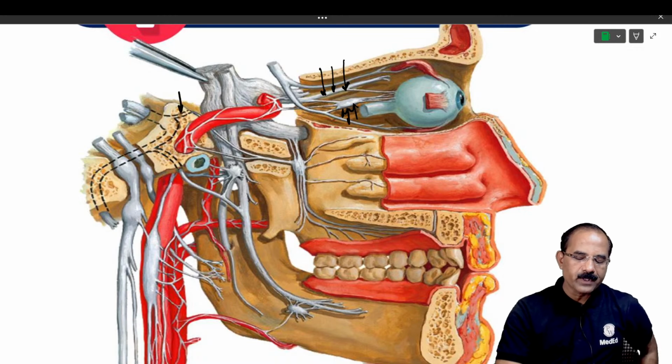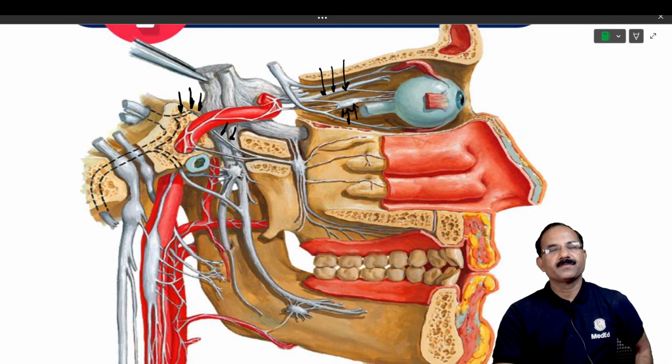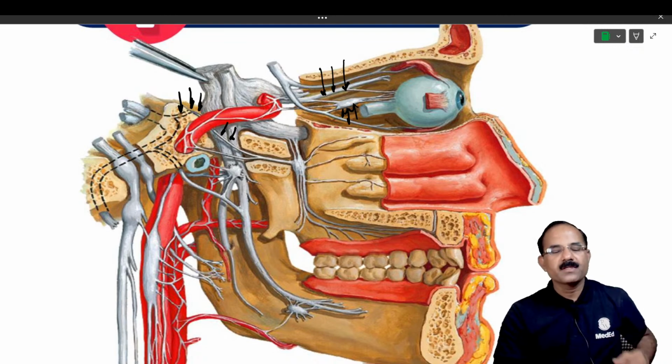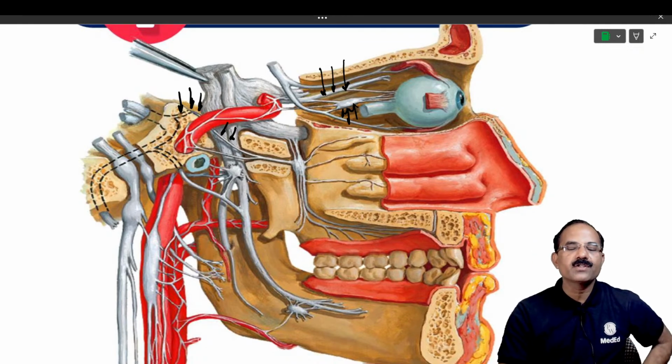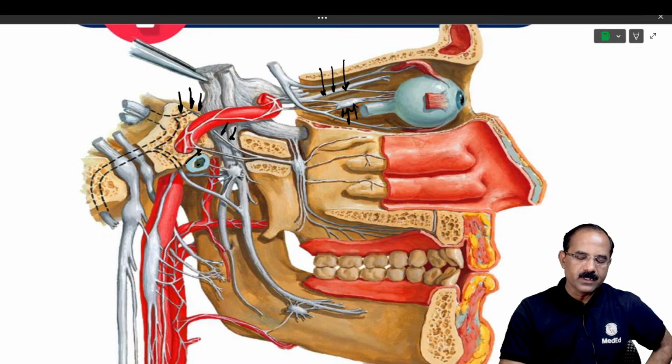That's a greater petrosal nerve. Now this greater petrosal nerve comes from behind the artery. From the sympathetic plexus around the artery, what is this nerve which comes here? That's the deep petrosal nerve. The deep petrosal nerve joins with the greater petrosal nerve.